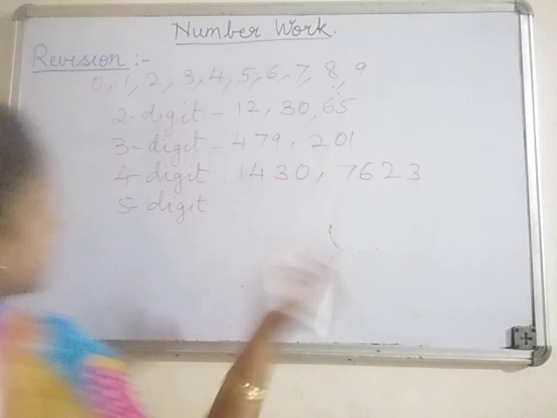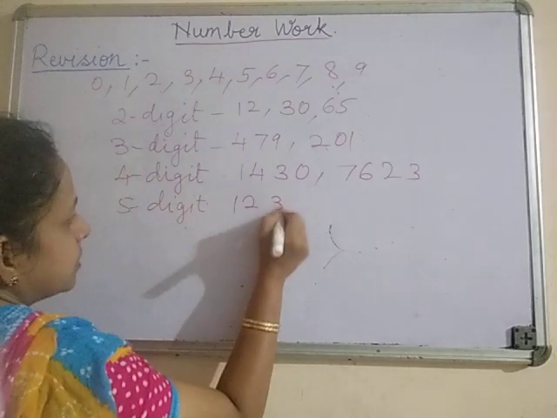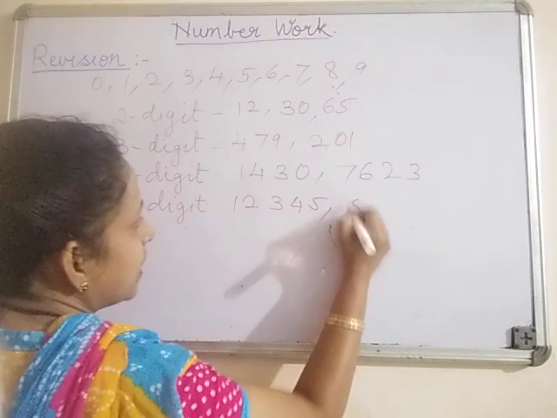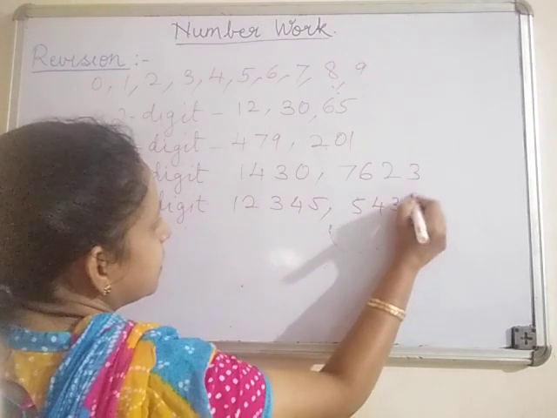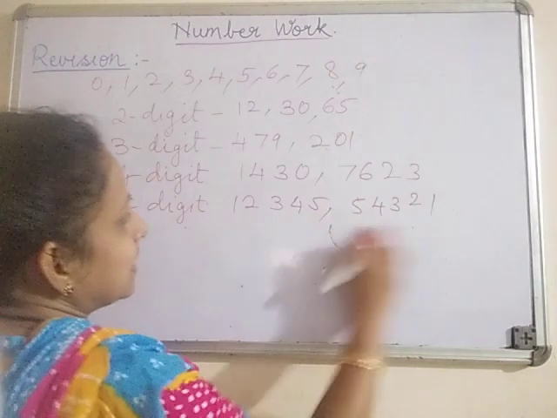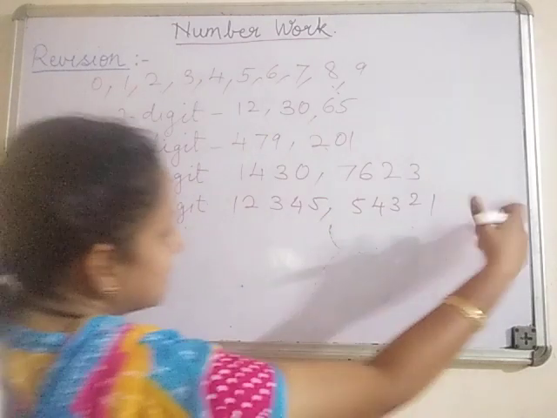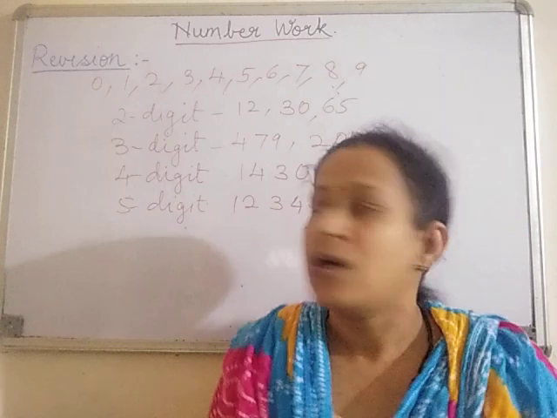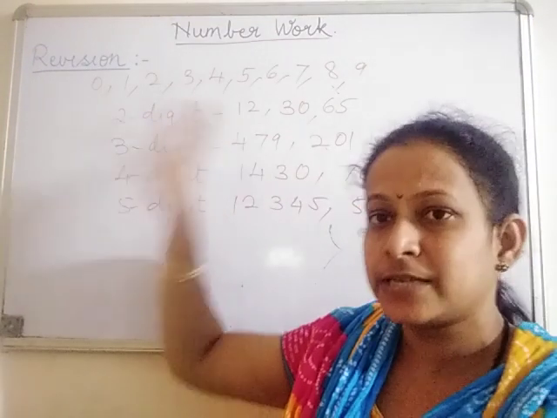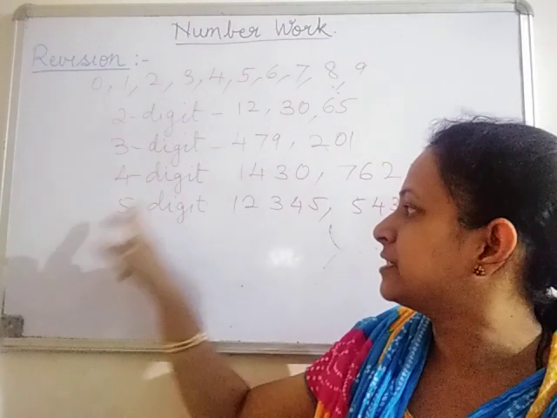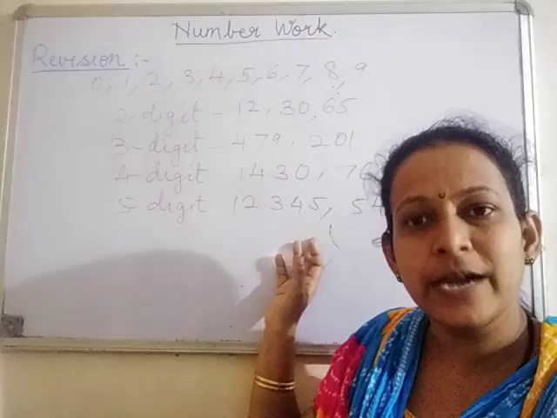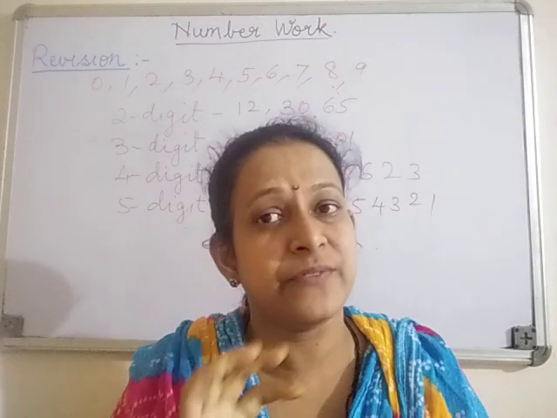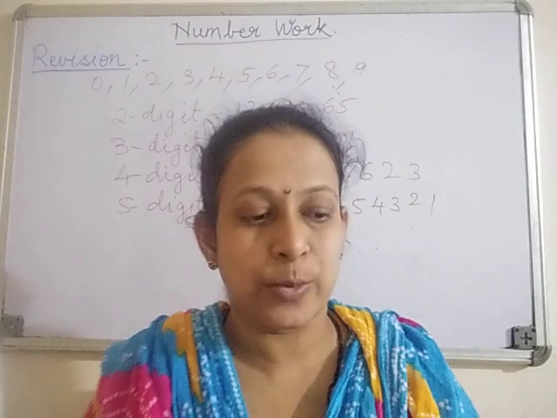I will write here 1, 2, 3, 4, 5. That is one number. Then 5, 4, 3, 2, 1 is another number. Like that you have to go on writing 10 numbers each of 2-digit, 3-digit, 4-digit and 5-digit. You have to complete this. Is that clear? Because you have learned this in the previous class. So this is regarding the first question.